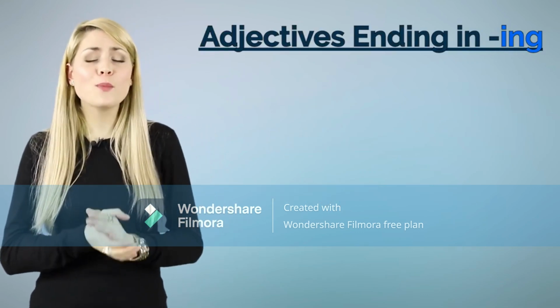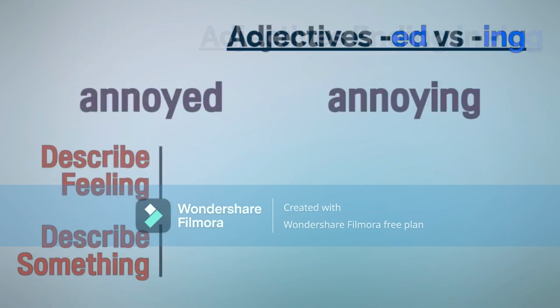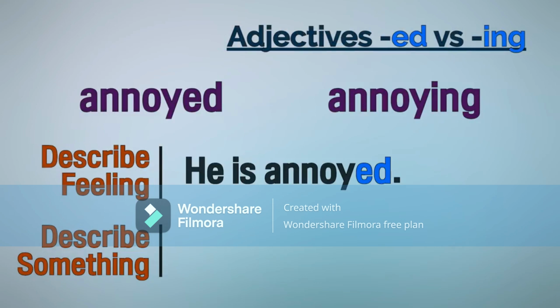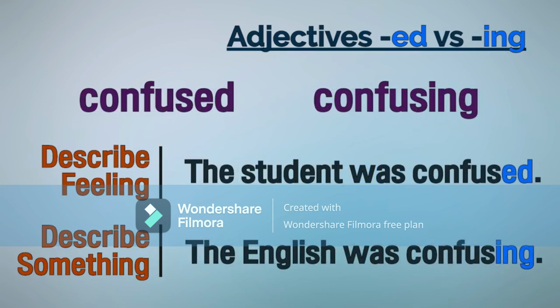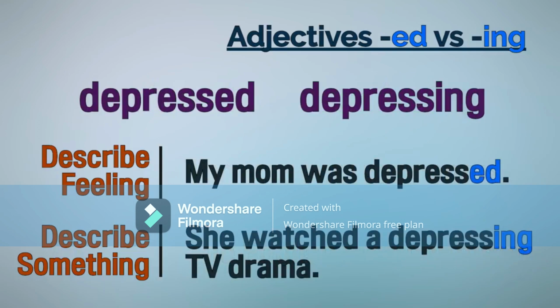Let's get a few more common examples. For example, annoyed and annoying. He is annoyed. That's a feeling. The noise is annoying. You're now describing the noise. Other example, confused, confusing. The student was confused. The English was confusing. Depressed, depressing. My mom was depressed. She watched a depressing TV drama.